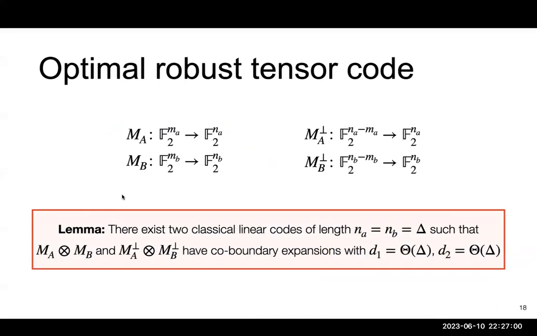Okay, and so the key lemma is that there exist two classical linear codes, MA and MB, such that MA tensor MB, so this chain complex, and also this MA perp tensor MB perp, both these chain complexes have co-boundary expansion with linear parameters for D1 and D2.